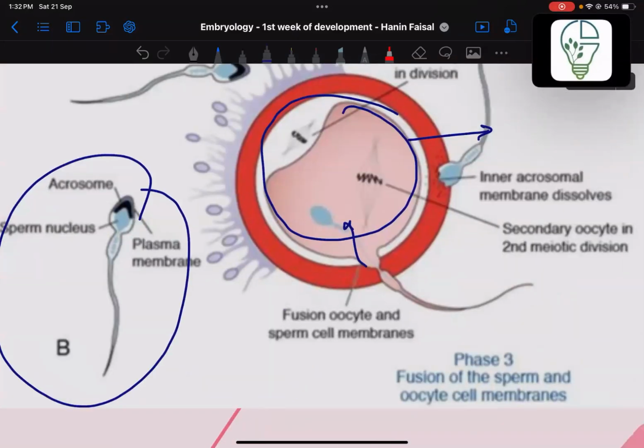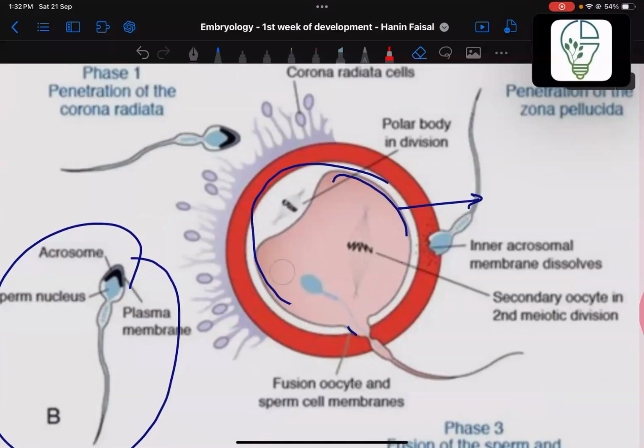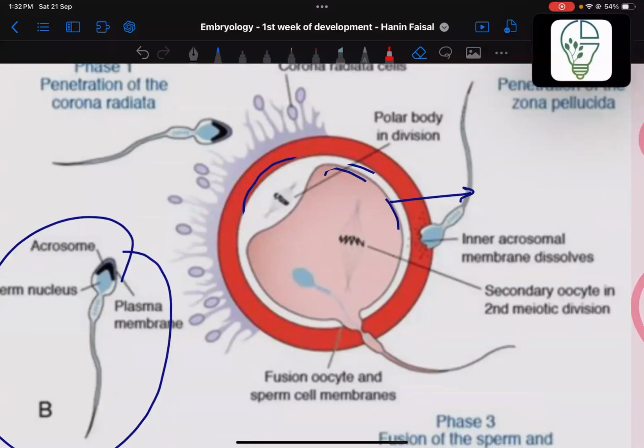Let's look at this picture and try thinking. Okay, only some will enter. What will enter and what will not enter? If you look at this picture, what is this? Okay, the head will enter. True. And another thing also will enter. Okay, no, the tail will also enter.